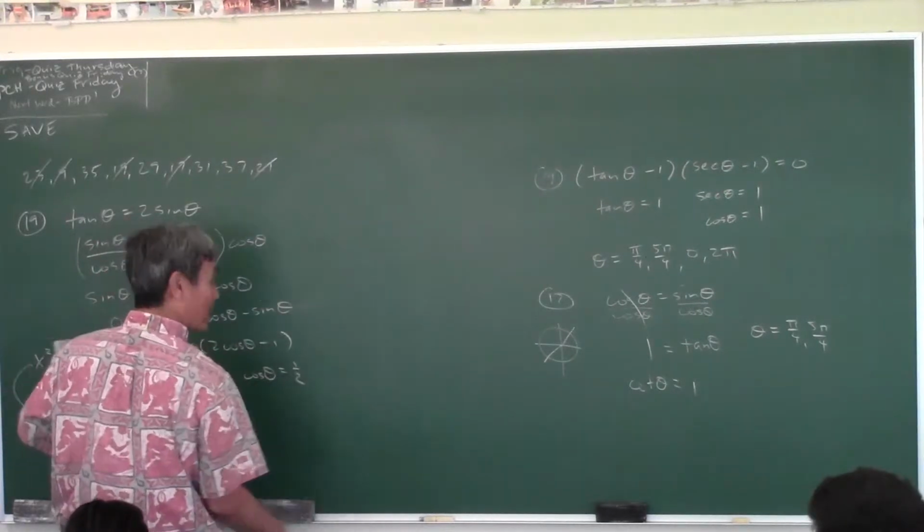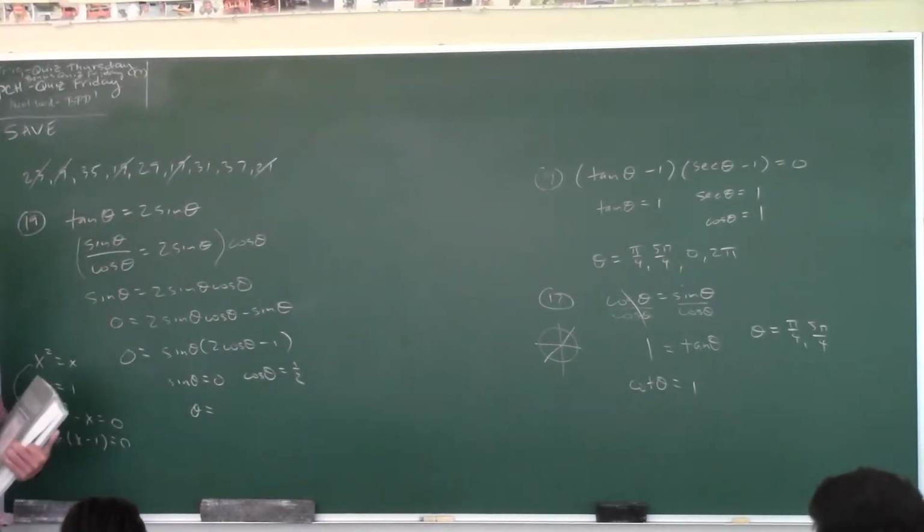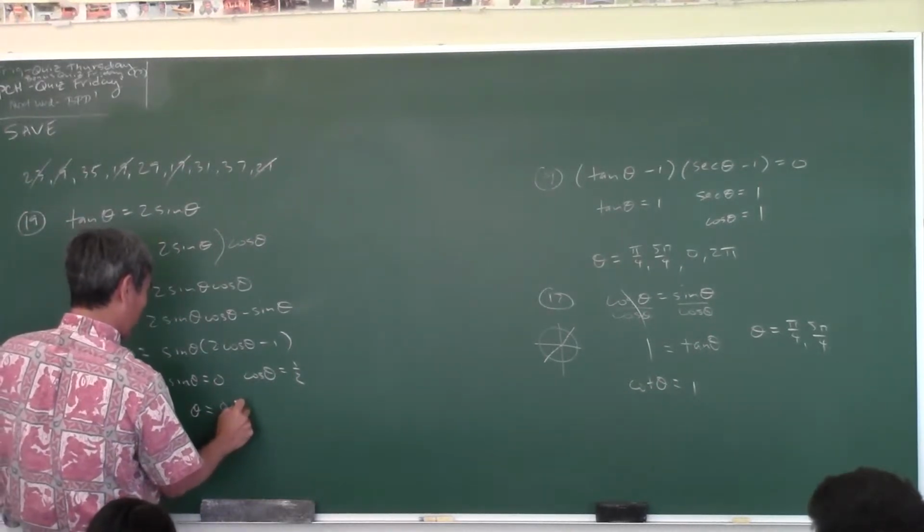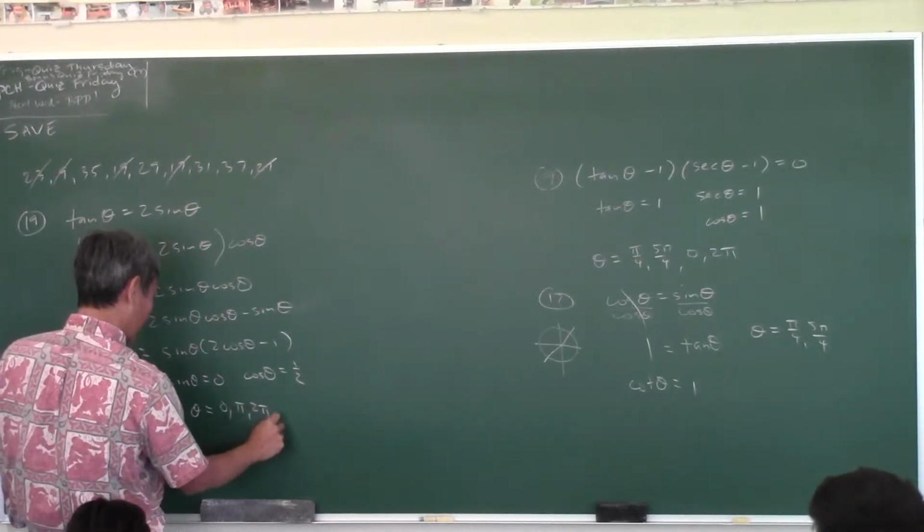See, I can do this. You know what? I'm calling you. I want to see the arms. 0, pi, 2 pi.